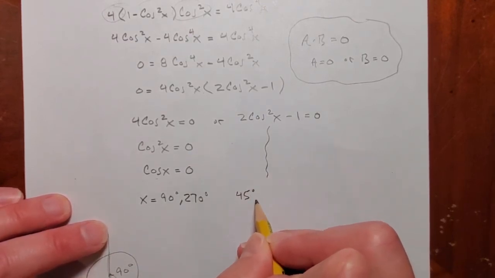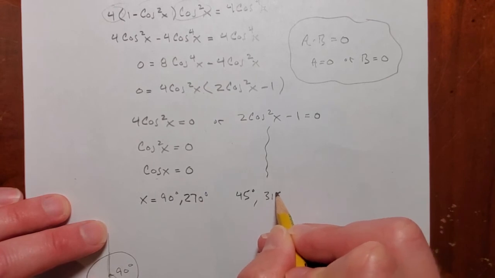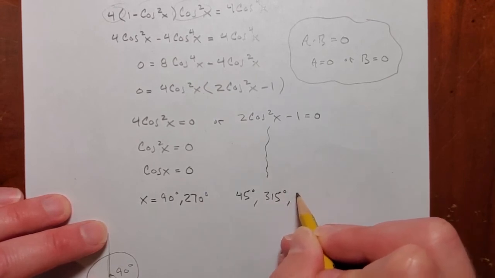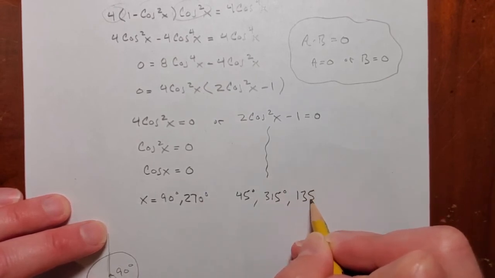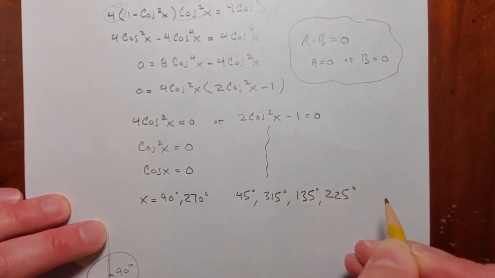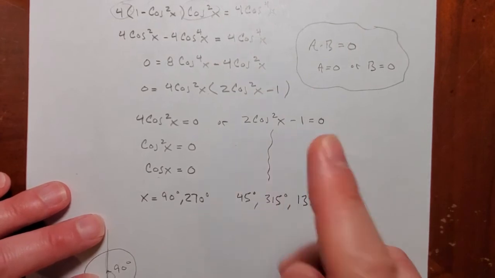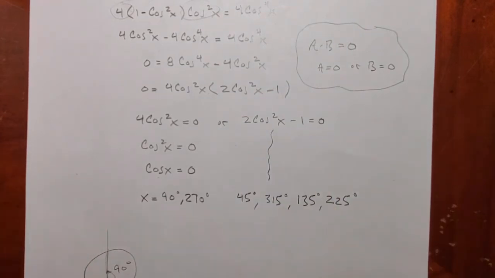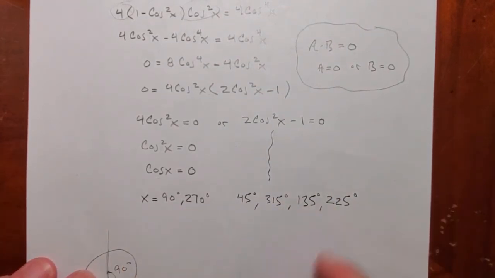45 degrees, 315 degrees, 135 degrees, and 225 degrees. Okay, already done earlier in the video. So it looks like I get 1, 2, 3, 4, 5, 6 answers. Now, do we really get 6 answers?